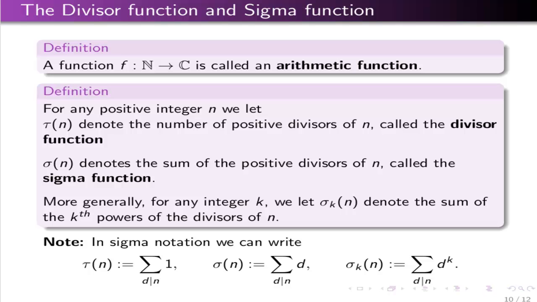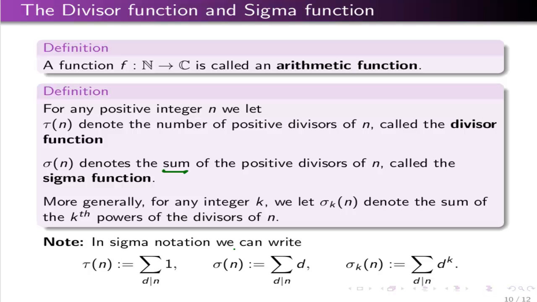Okay, arithmetic functions. So an arithmetic function is just any function defined on the natural numbers. I mean, it doesn't have to be going into the complex numbers, but all of the functions we're dealing with are going to be doing that. So a couple of standard examples. The divisor function tau counts the number of positive divisors of n. The sigma function denotes the sum of the positive divisors. And more generally, we can talk about sigma k of n to denote the sum of the kth powers of the divisors of n.